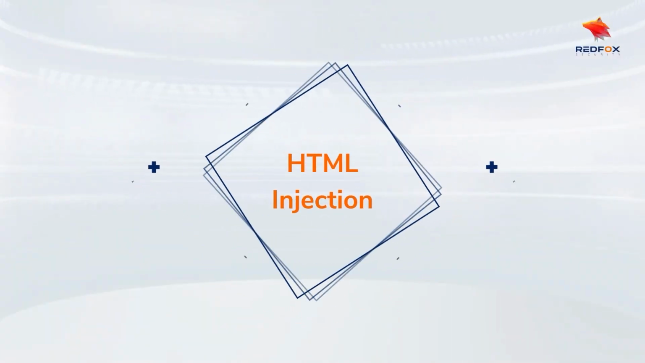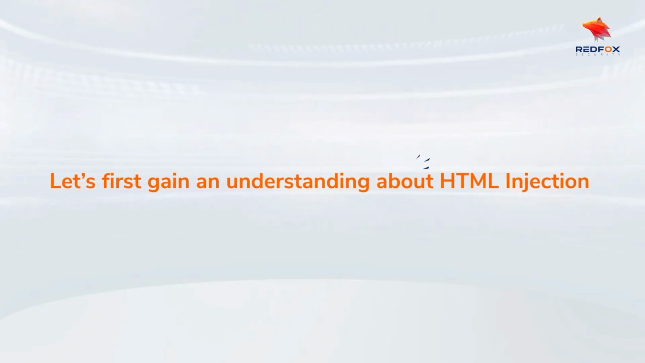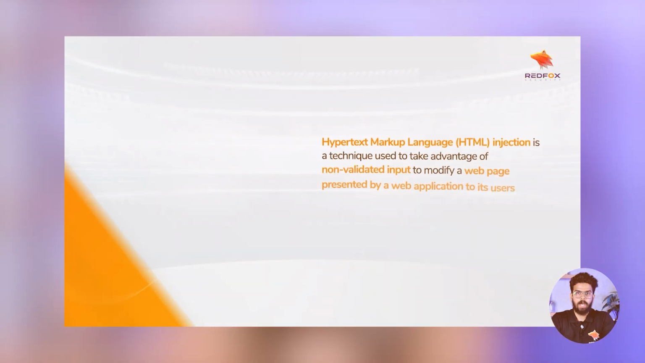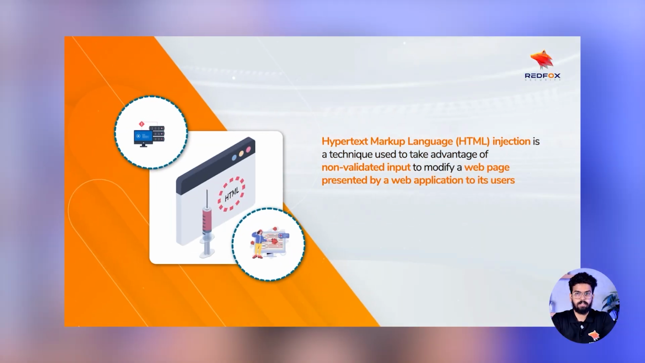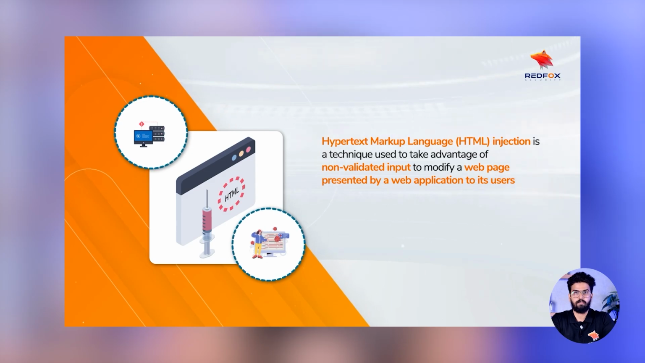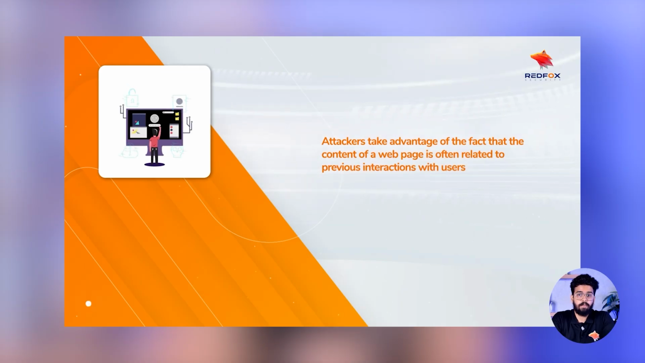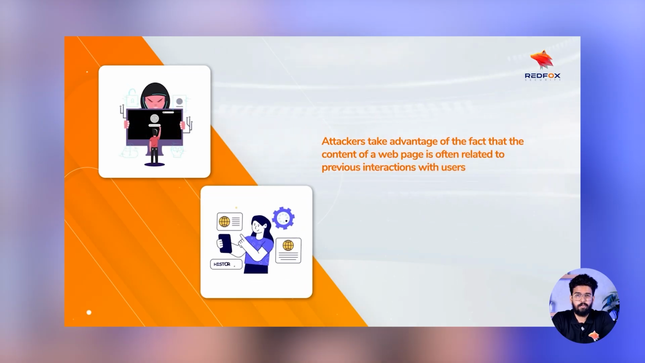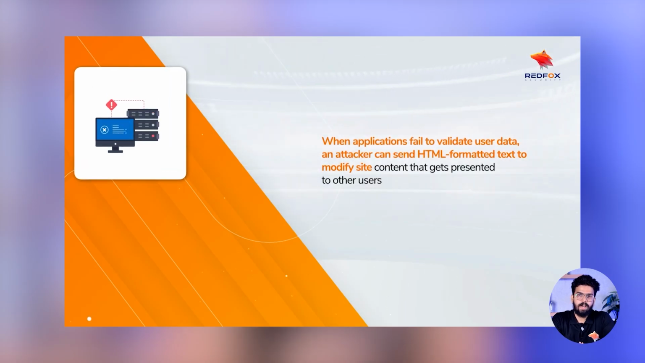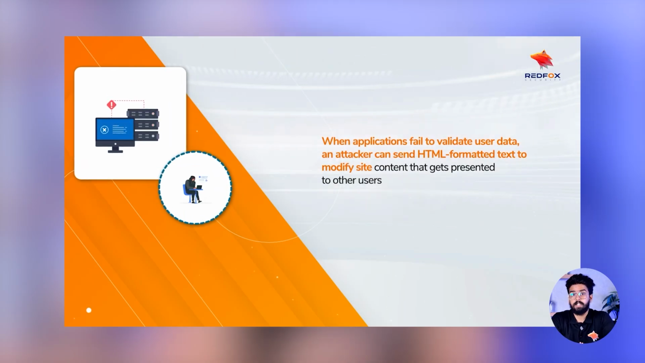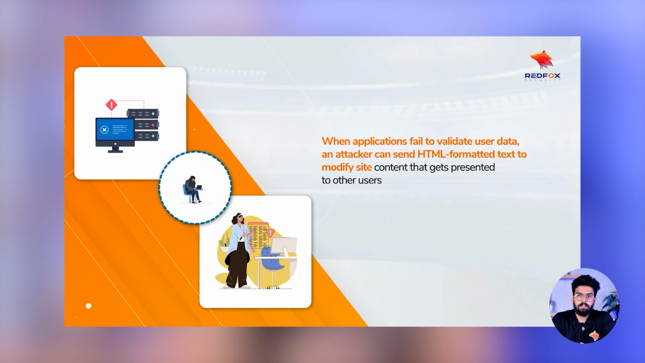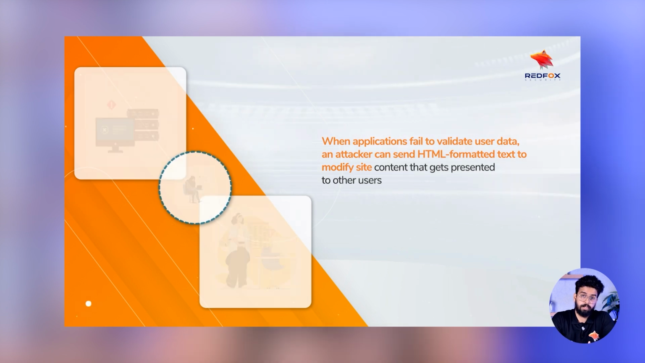HTML injection. Let's first gain an understanding about HTML injection. Hypertext Markup Language injection is a technique used to take advantage of non-validated input to modify a web page presented by a web application to its users. Attackers take advantage of the fact that the content of the web page often refers to previous interactions with users. So when applications fail to validate user data, an attacker can send HTML formatted text to modify site content that gets presented to other users.